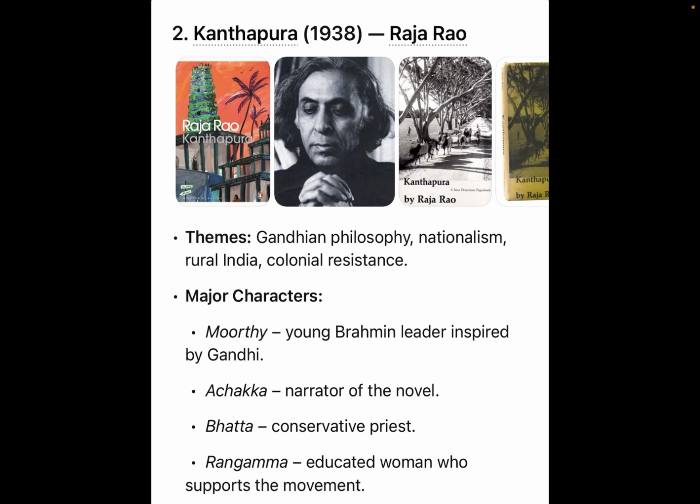So we have major characters like Moorthy. Moorthy was a young Brahmin leader inspired by Gandhi. And then we have Achakka, we have Bhatta. See, Achakka is a major character here because he is the narrator of the novel. So last time there was a question on this novel which said, who is the narrator of the novel Kanthapura? So it was Achakka, right? So you have to remember the major characters from this novel, and the publication date, and that it was written by Raja Rao, right?